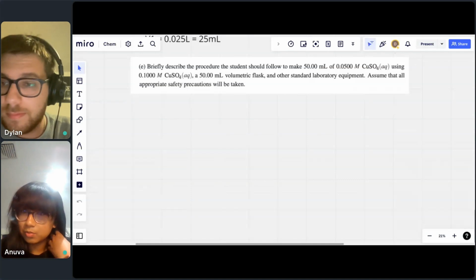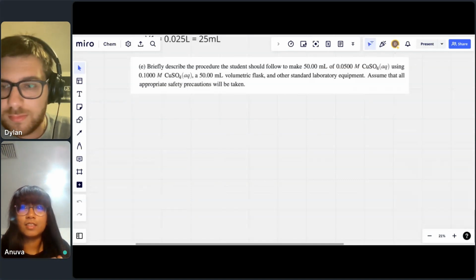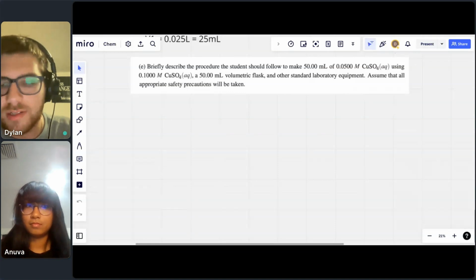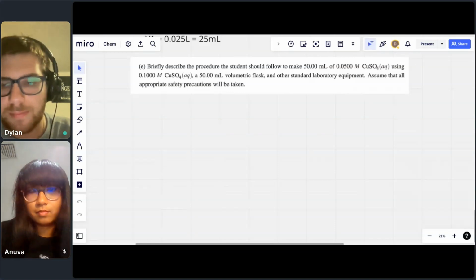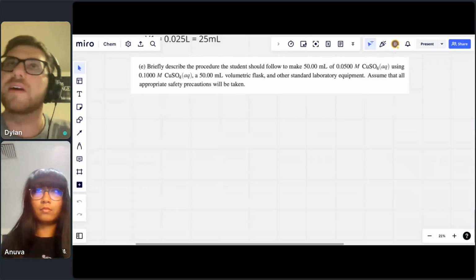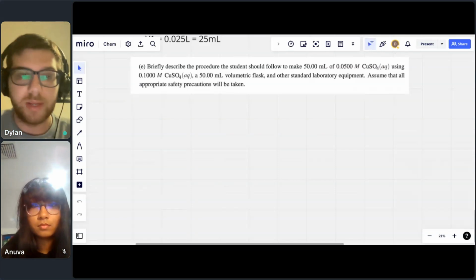I don't know if there's one of these in every single exam, but I've seen it in a lot of them. They're all over the place. They might not ask you to design a procedure, but they might ask you about a lab procedure. For example, they asked me my year about a redox titration where I had to read a burette. You have to know how to read a burette.